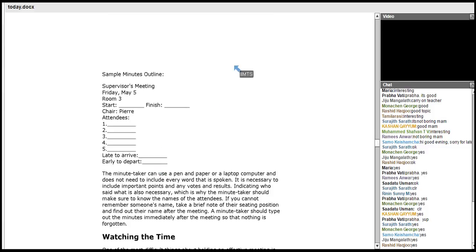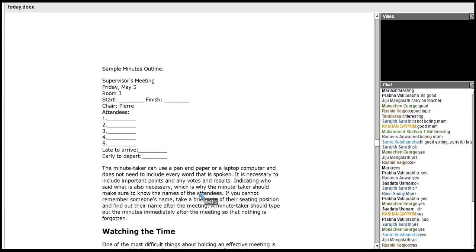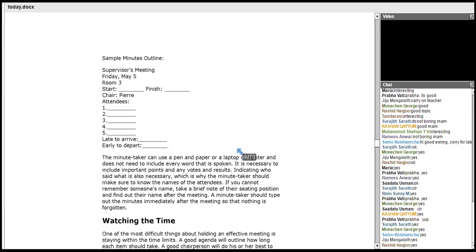The minute taker can use a pen and paper or a laptop computer and does not need to include every word that is spoken. It is necessary to include important points and any votes and results, indicating who has said what, which is why the minute taker should make sure to know the names of the attendees. If the minute taker doesn't know the names, he or she won't be able to keep an exact track record of what is being covered in the meeting, right? Right, everyone?